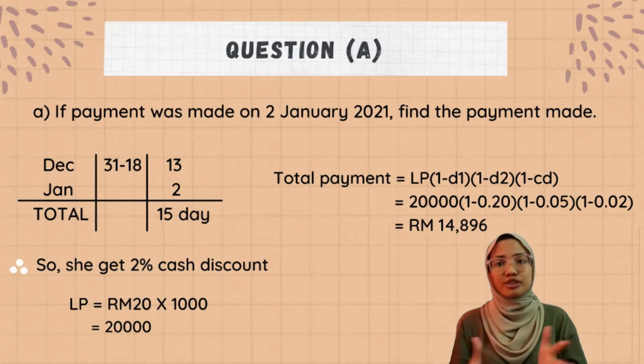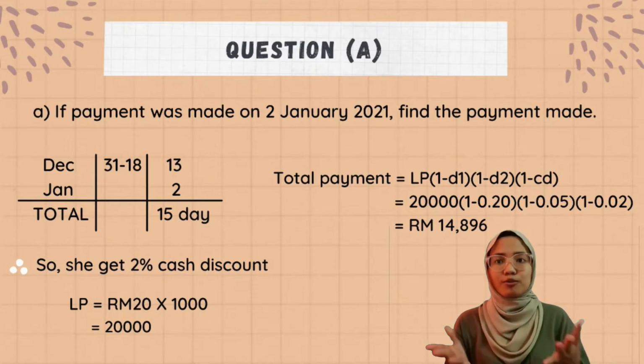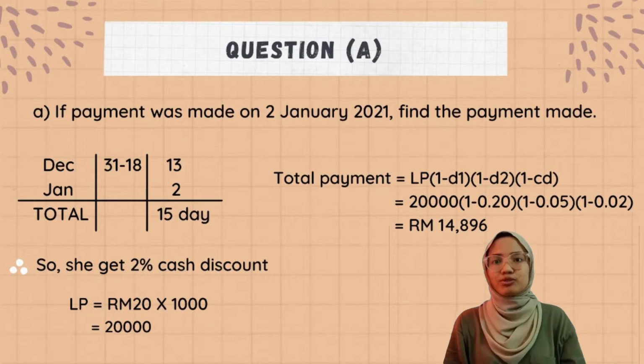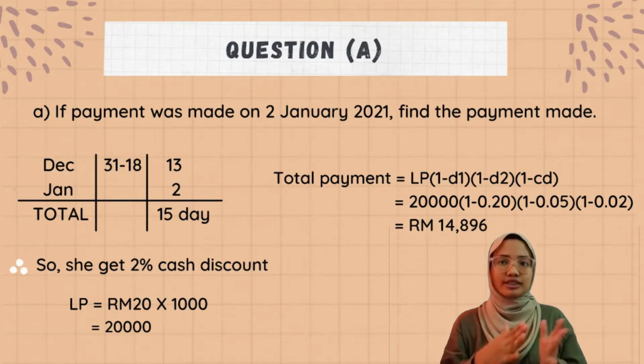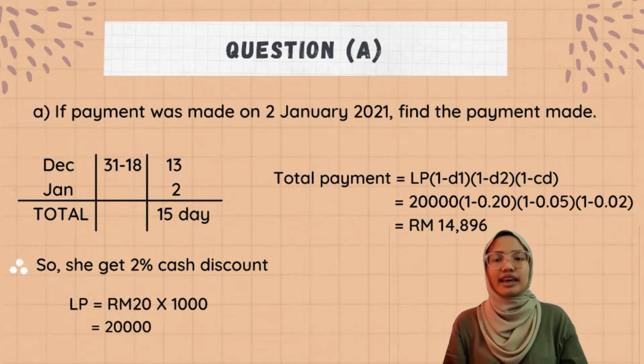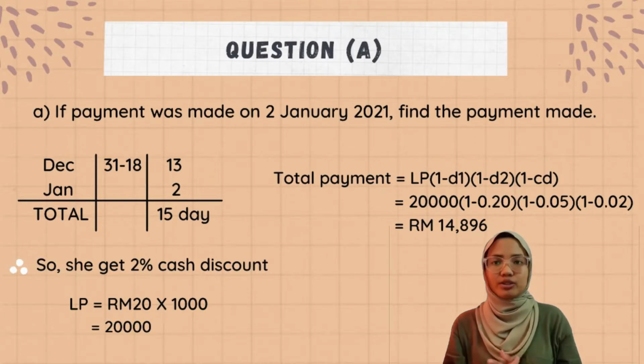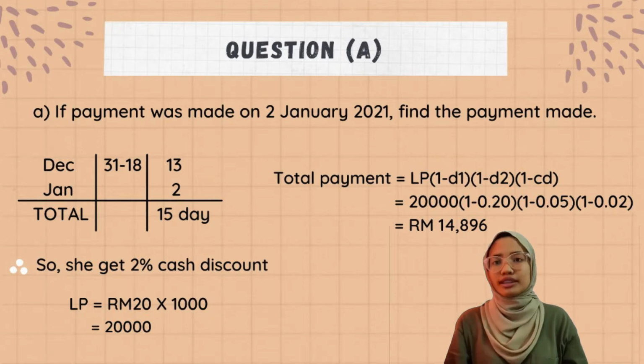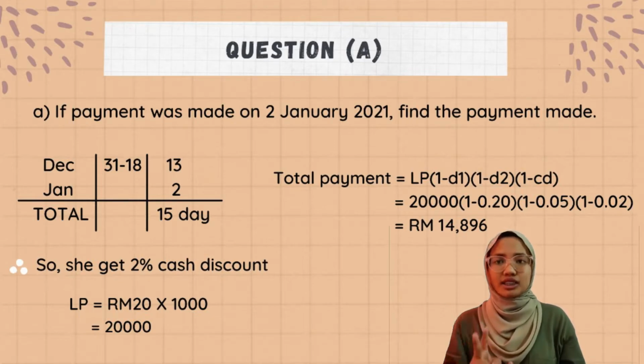So to solve this problem, we need to know how much cash discount she gets. We need to count the total days, which is December 31 minus 18, and we get 13 days, plus the days in January, which is 2, so the total is 15 days. So in this case, she gets a 2% cash discount.